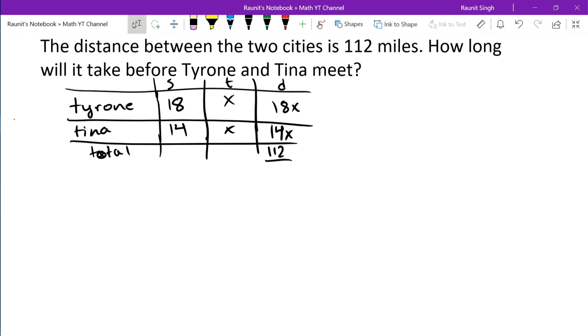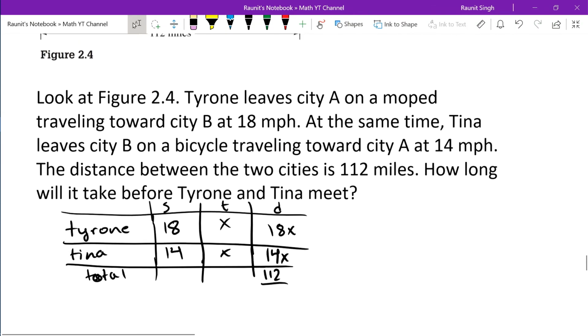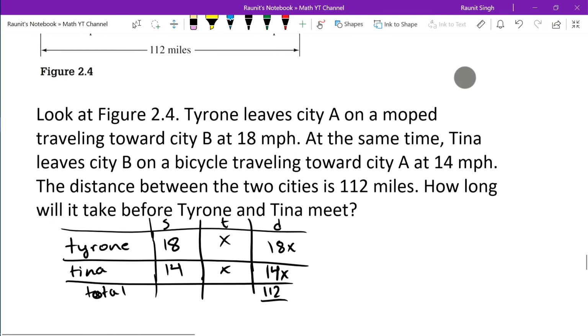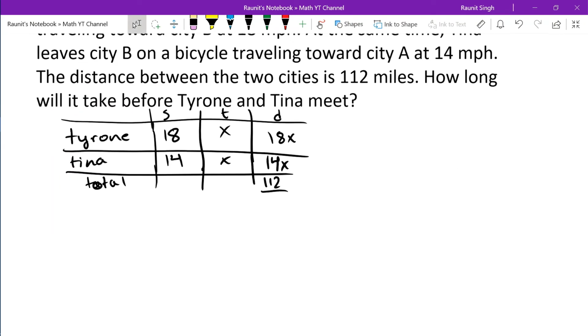The reason it's 112 is because say Tyrone travels halfway, which is obviously not true, and then Tina also travels halfway, that's equal to 112 miles. And if Tyrone travels 3/4 of the way, and Tina travels 1/4 of the way, that's equal to 112 miles. So that's why we need the total distance to be 112 miles.